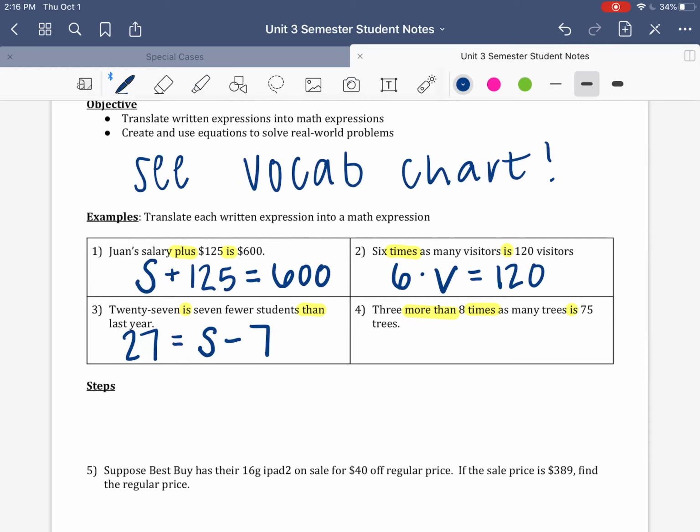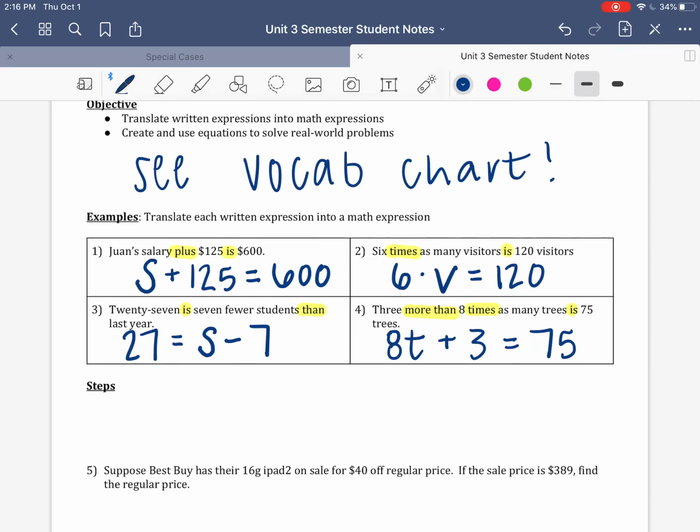2 different ways you could write this. I'm going to write 8 times T for 8 times the trees, and I want 3 more than that. So I'm going to add a plus 3 is 75. In that problem, we could also write 3 plus 8T, but I did put it in that order, because again, I saw that than word, which usually means reverse the order of what you're reading in your actual sentence. So now let's take it a step further.